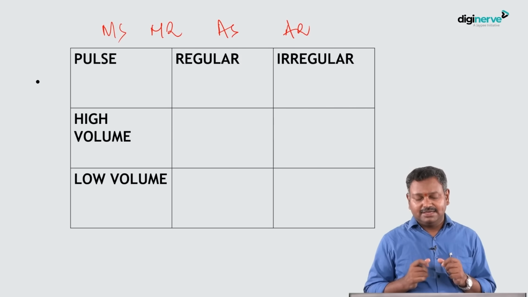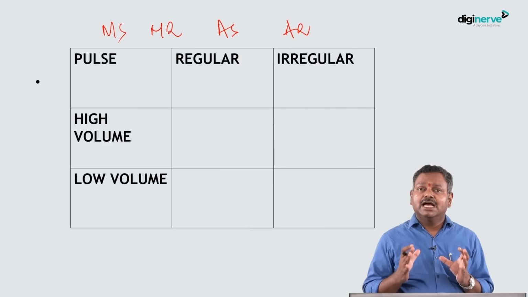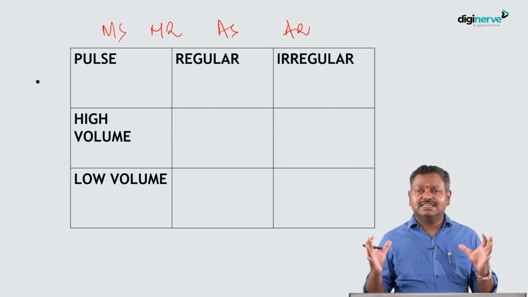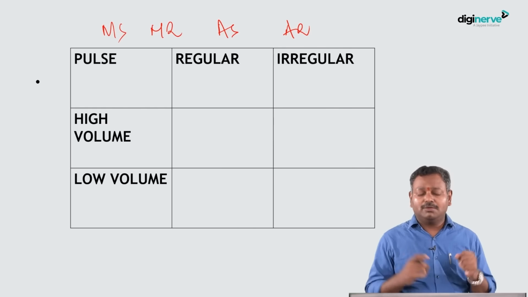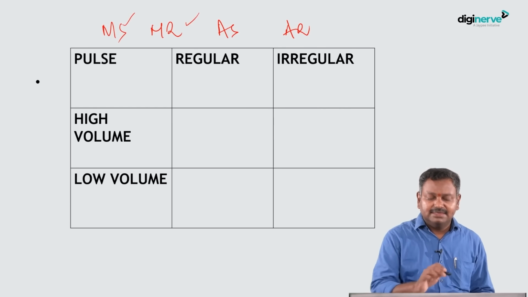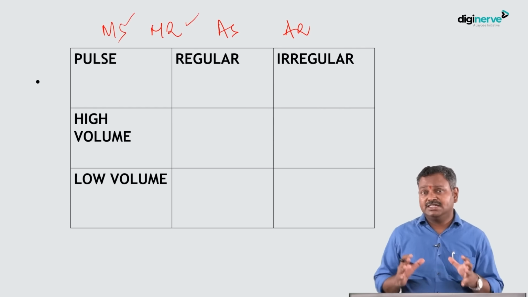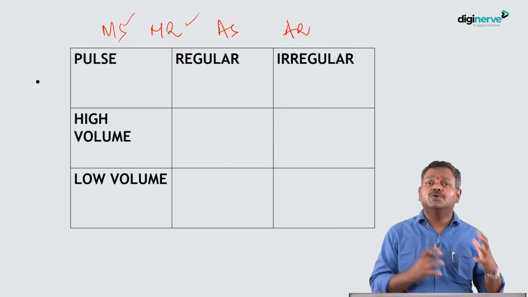Please remember, atrial fibrillation is classically because of the enlargement of the left atrium, and that is more commonly seen with mitral valve disease. So atrial fibrillation is seen with mitral valve disease more commonly.